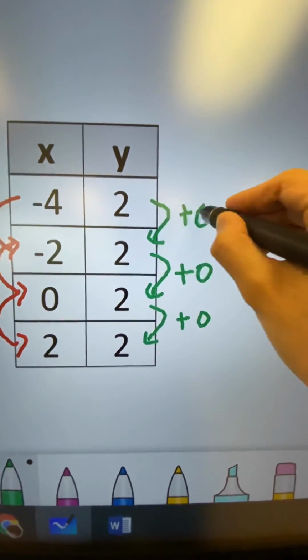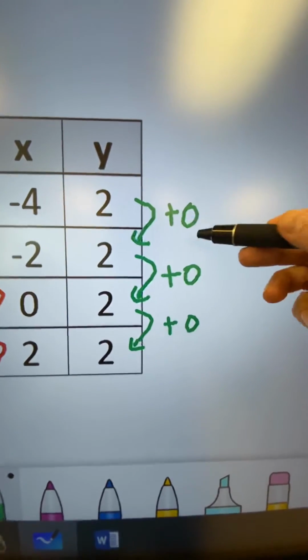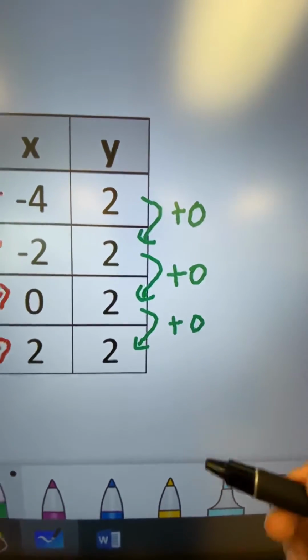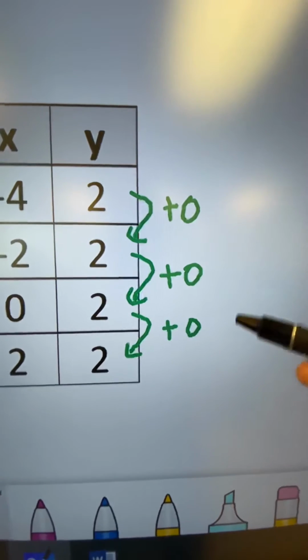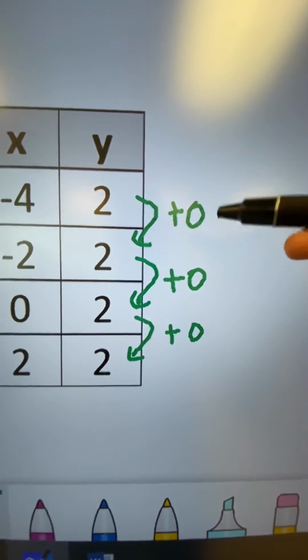From here, 2 plus 0 is 2. 2 plus 0 is 2. 2 plus 0 is 2. So the change was nothing. It changed by 0 every time. And even though it didn't change, it's still a constant rate of change because the change was by 0.